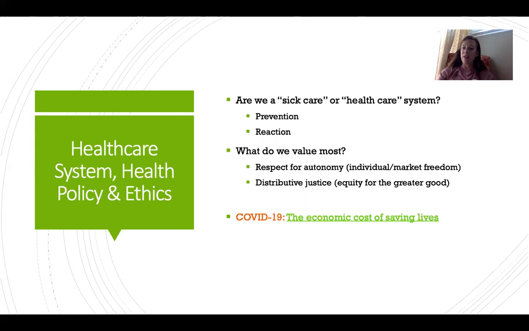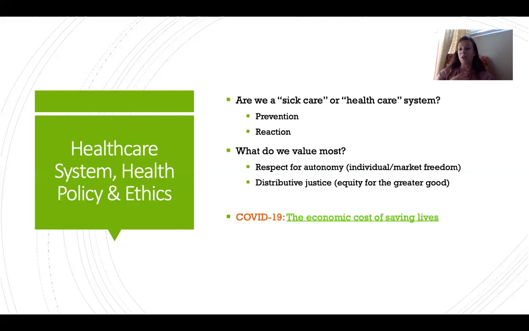And then when we talk about ethics, there's a lot of ethical principles that come into play. And that's the question: what do we value most? Do we value respect for autonomy, which essentially means, are we mostly concerned with our individual freedoms, such as being free to move where we want and leave our house when we want and talk to who we want and touch who we want? Individual freedoms like that.